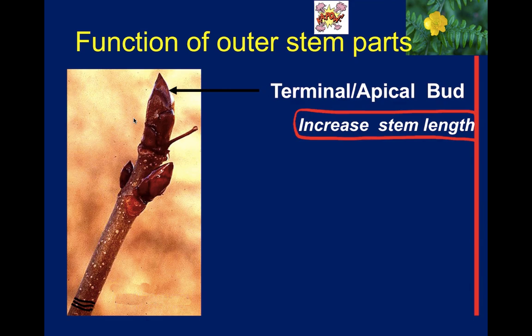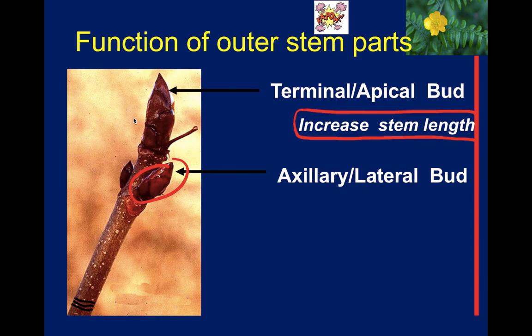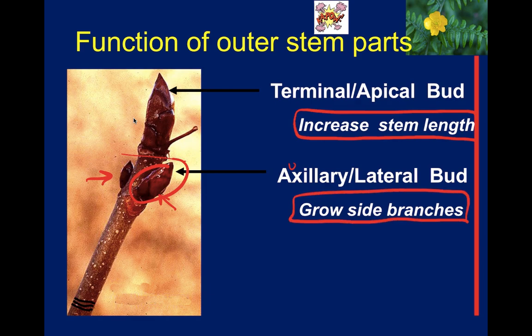You then have these guys here at the side. So these are your axillary buds or lateral buds. And this is where you grow side branches. So if you were to snip this off on a tree, these side guys now will kick in and your plant will grow wider. So this is what's going to go into the row of your table.